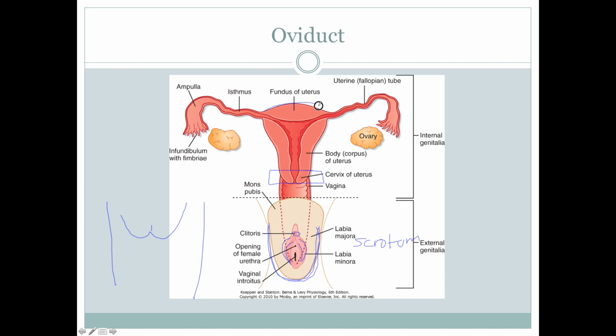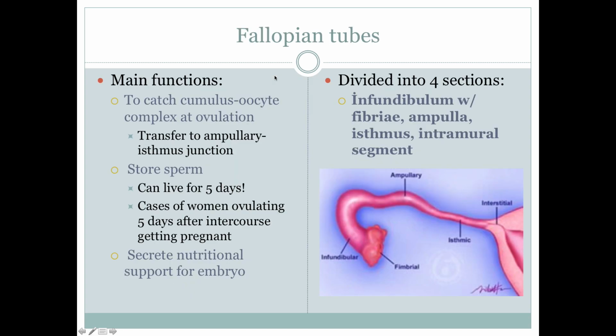The top of an organ that is furthest away from the opening is called the fundus. So the fundus height should be standard unless there's pregnancy, and then the fundus height is something that is measured every month to be sure that the pregnancy is progressing normally. So there's internal and external genitalia.